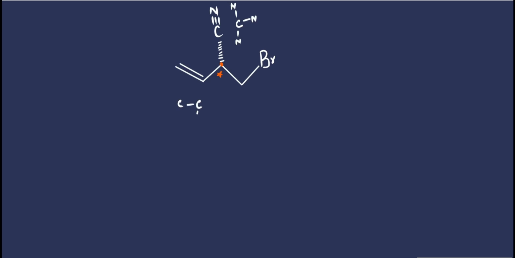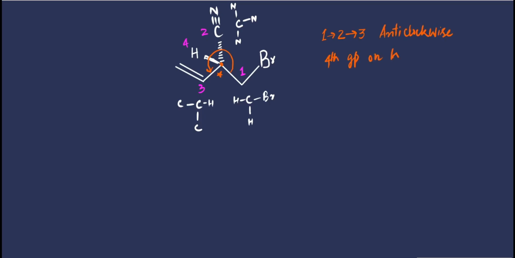In this example, this carbon is to be considered bonded to 3 nitrogens. This carbon is bonded to 2 carbons. And this carbon is directly bonded to bromine. Thus, this gets number 1, this carbon with nitrogen gets number 2 and this carbon gets number 3. The fourth group must be on wedges and is hydrogen. The arrow from 1 to 2 to 3 moves anticlockwise, with group 4 on wedges, hence the CIP rule is to be reversed. The anticlockwise arrow means that the absolute configuration is R.